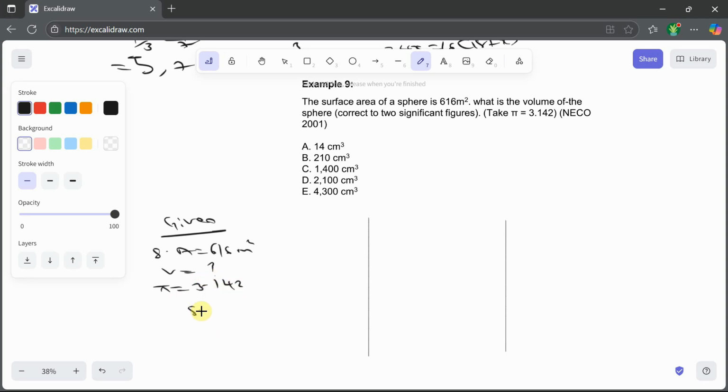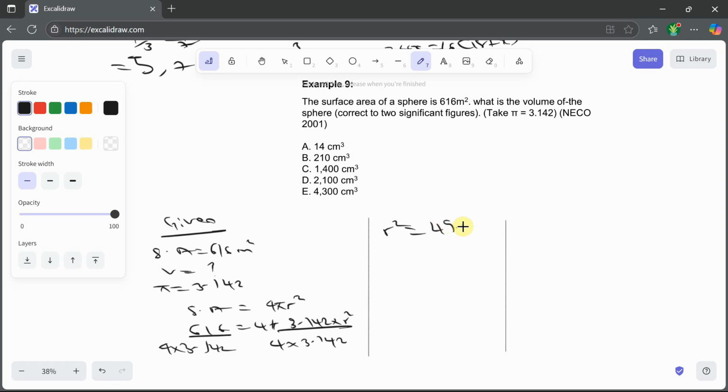So the surface area is the same as the lateral area, which is 4 pi r squared. So 616 is equal to 4 times 3.142 times r squared. If I divide both sides by 4 times 3.142, I would have my r squared. So this is 616 divided by 4 divided by 3.142. So my r squared is basically 49. I'm saying 49.01, but if you take the square root of both sides, you know that your r is basically 7 centimeter, right?